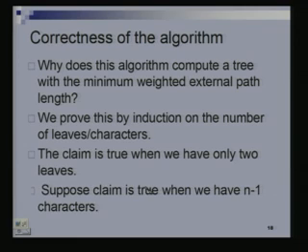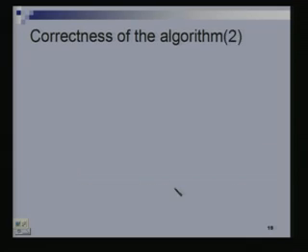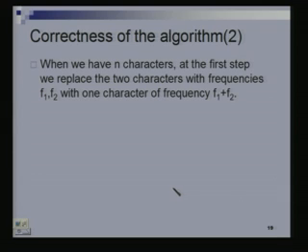Okay? So it's true for when you have only 2 leaves. So we are going to assume that the claim is true when you have n minus 1 characters or leaves, and we are going to show that it's going to be true when you have n characters or leaves. So when we have n characters, what are we doing at the very first step? We are taking the 2 characters with the smallest frequencies and combining them into one, so to say.